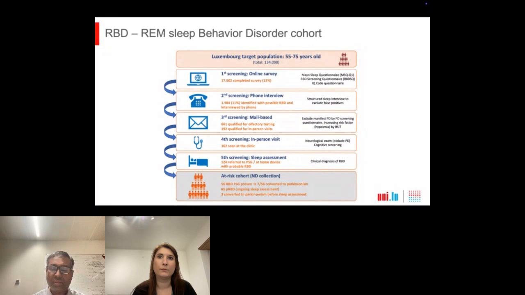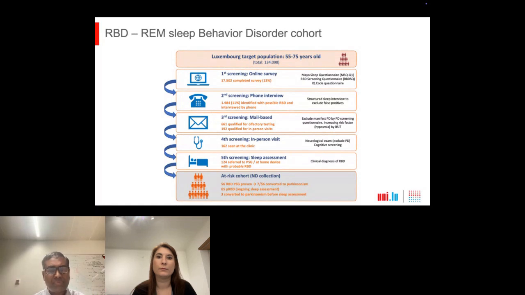The Luxembourg population is 620,000. It went through an online survey, then a phone interview, then mail-based screening with the BSIT. UPSIT is 40 questions, and the BSIT is a quite smaller, shortened part of it, used to measure hyposmia. Then the next step is an in-person visit, and so on. It went through different stages.